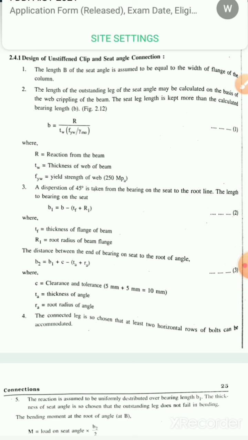Now in our design of steel structure, today we are going to see our next topic, design of unstiffened clip and seat angle connection. Before we go to the next topic, in the previous video we saw beam to column connection. The various types of beam to column connection are: first is the web angle connection, then the clip and seat angle connection, which is unstiffened, and the clip and seat angle connection stiffened.